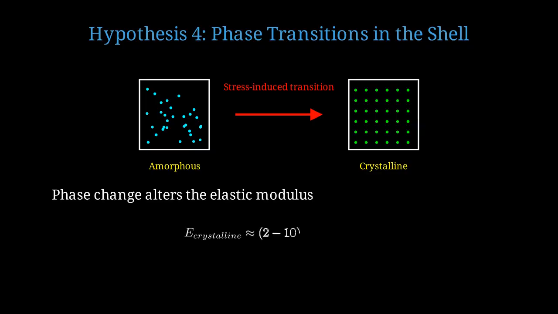The crystalline modulus is approximately 2 to 10 times the amorphous modulus. This sudden stiffening can delay buckling to much higher pressures. Let's now examine the buckling process itself in detail. What actually happens at the microscopic level as we approach and pass the buckling threshold?